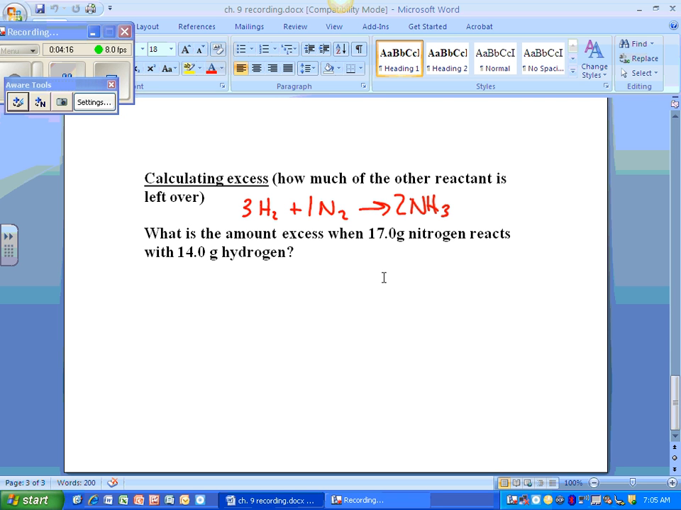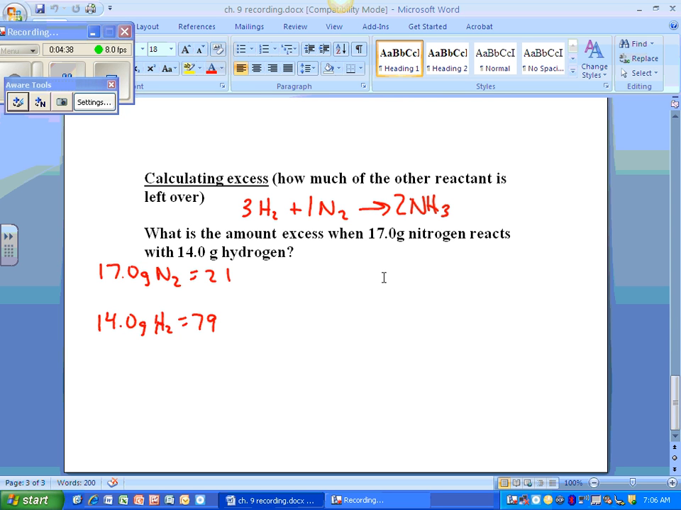Well, if you look back, we saw that we have, let's just call it, the 17.0 grams of nitrogen. Let's just call this 21. And the 14.0 grams of hydrogen, let's just round that up nice and easy. Let's just call that 79. Okay? That's how much we got from that limiting reagent problem.